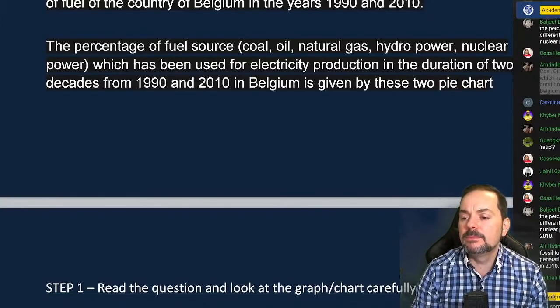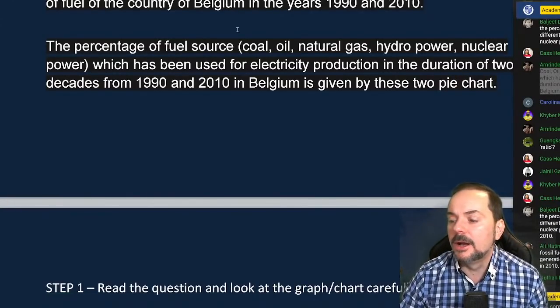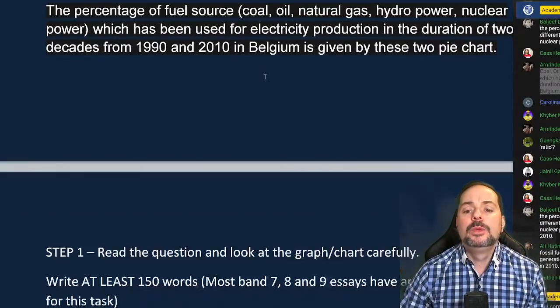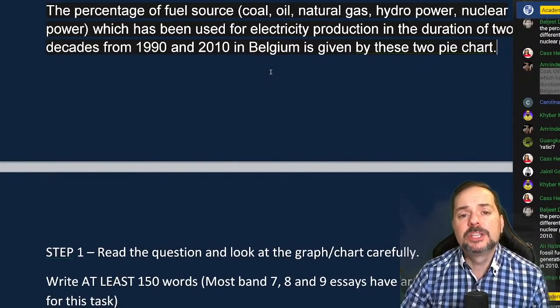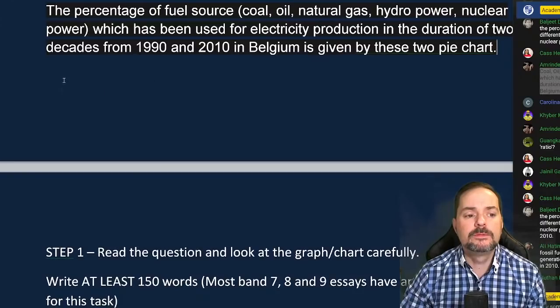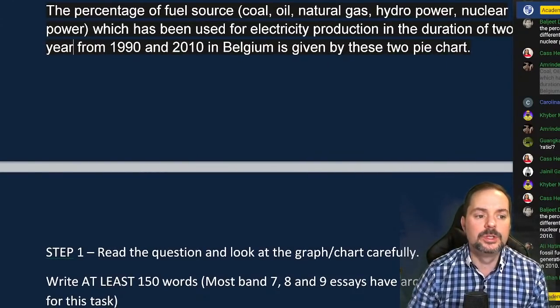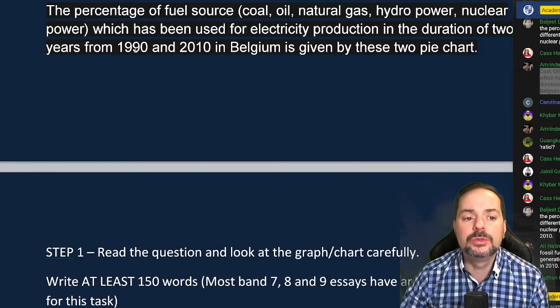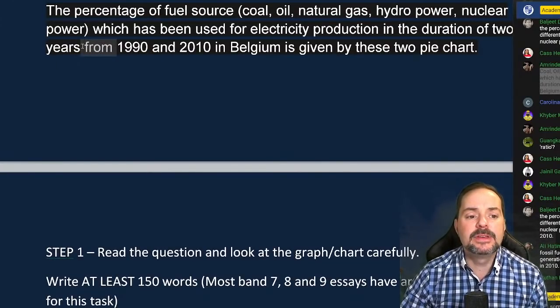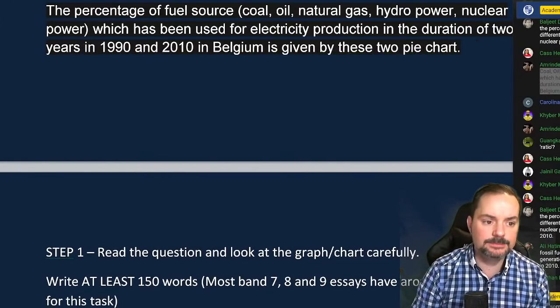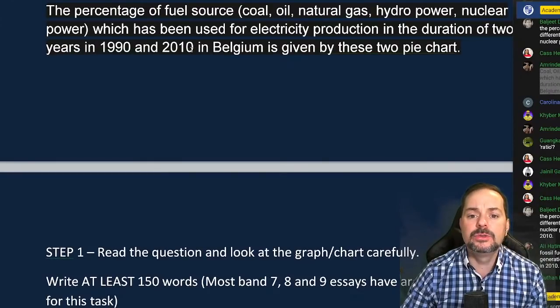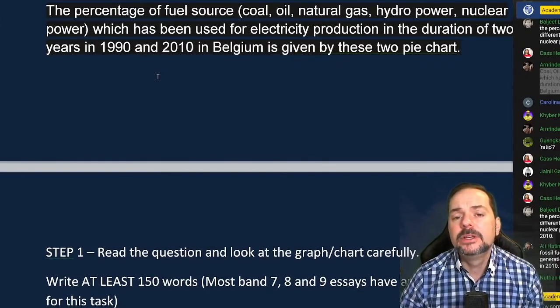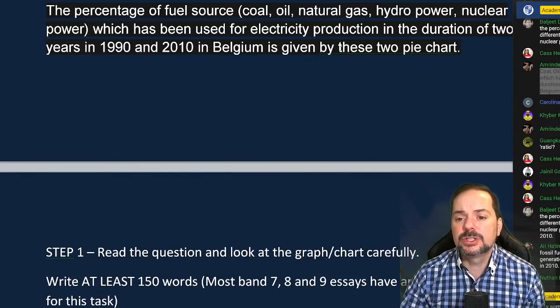Okay, there's a very important correction here, Amrinder. We don't have continuity with pie charts. They're not line graphs, so don't confuse them, okay? In 2 years, we don't have the information for the whole 2 decades. We only have it in 1990 and 2010. Okay, careful with information, all right?